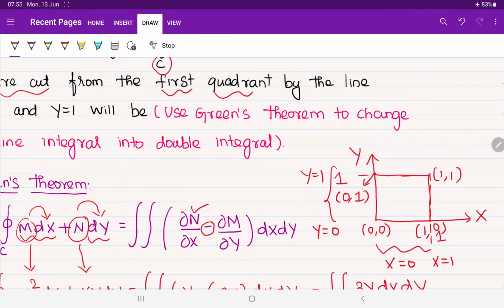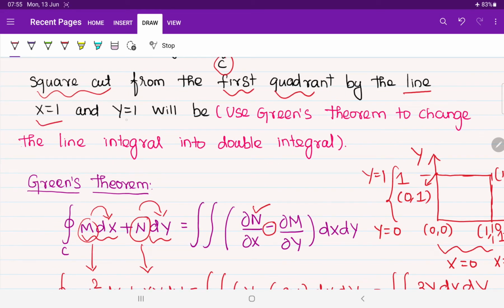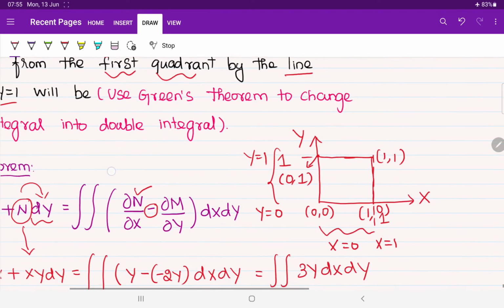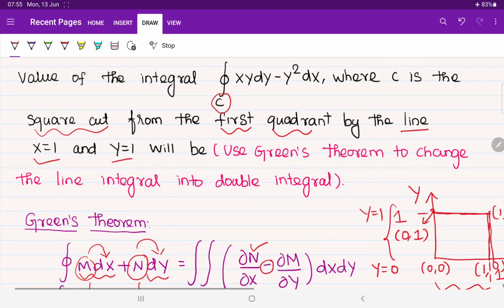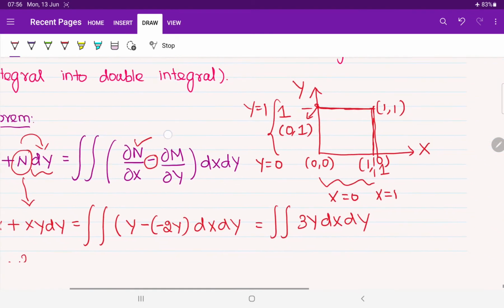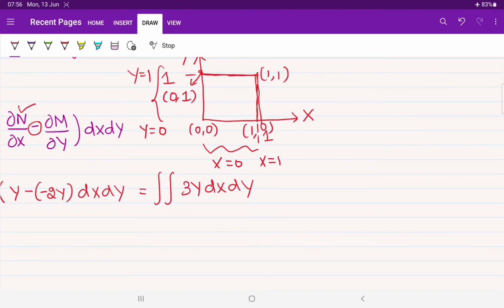I am repeating: they asked us to take the first quadrant, and in the first quadrant draw lines. One line is x equal to 1, another is y equal to 1. Take the y equal to 1 point and draw a straight line, and take the x equal to 1 point and draw a straight line. They told that those two lines cut each other such that they form a square. According to the given data, I have drawn the diagram, and from that I observed that x varies from 0 to 1 and y also varies from 0 to 1 only. There is nothing more to observe.